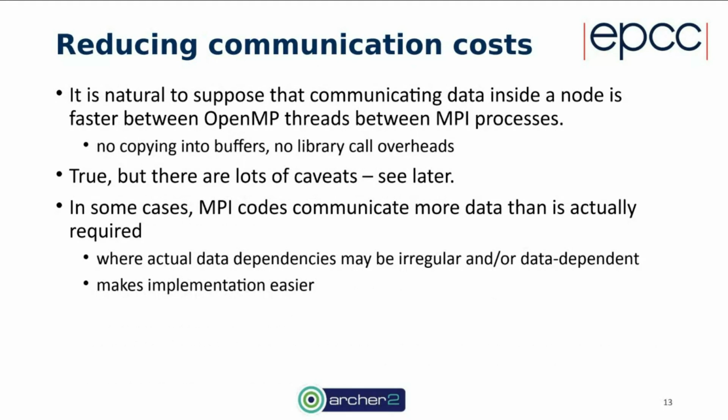And then the final possible advantage is to do with reducing communication costs. This might be the first benefit you think of for hybrid code, because communicating data inside a node is faster between OpenMP threads than between MPI processes. There's none of the stuff that MPI has to do, like copying into buffers. There are no overheads of calling into the MPI library, and that is true. But there are lots of caveats, which I'll come back to later.